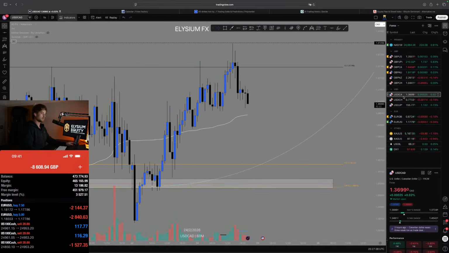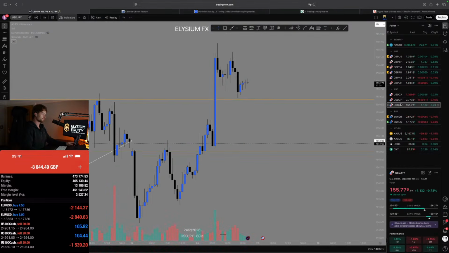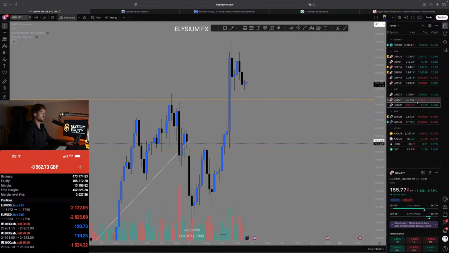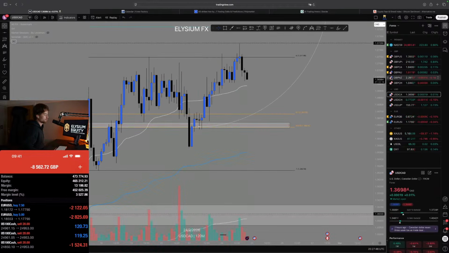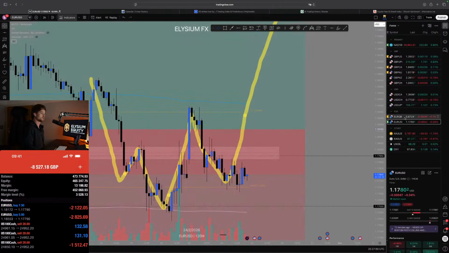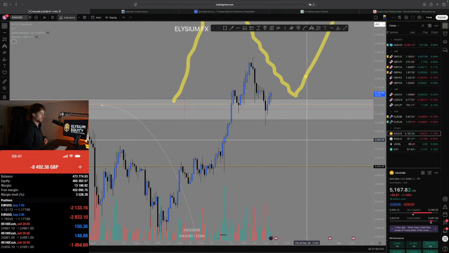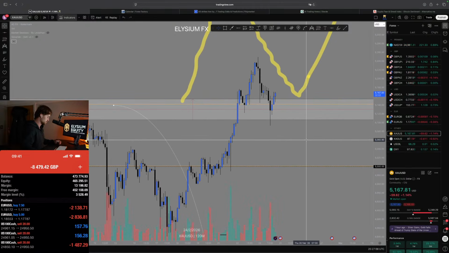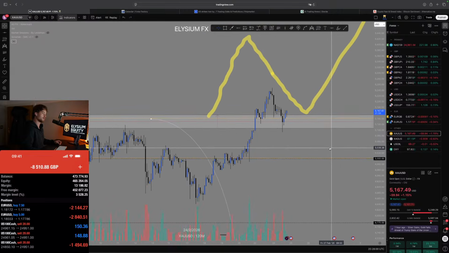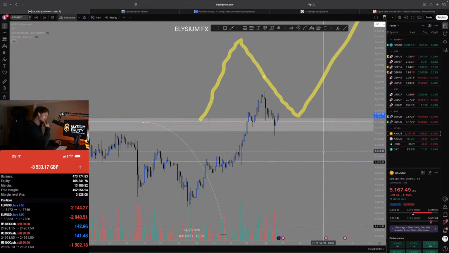Okay, looking at the rest of the markets. I don't know if it's just me, but these US dollar ones just have not been really speaking to me. We discussed Euro USD already. Gold. This was our long.